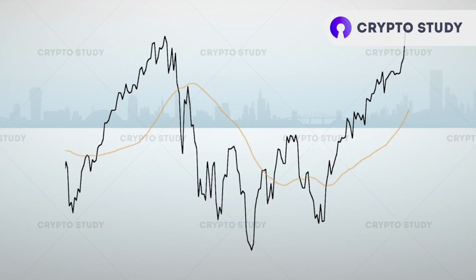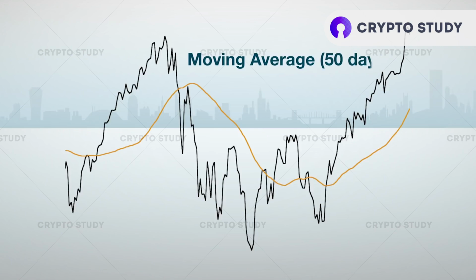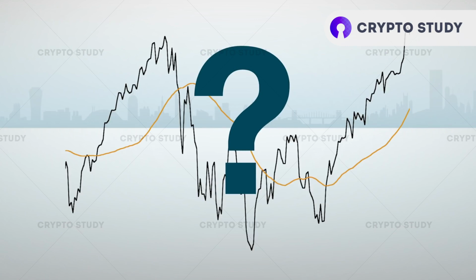A common technical indicator is a moving average line. This indicator averages the stock's price over a period of time and plots it as a line, which can help determine the overall trend. Moving averages can be calculated for any period of time, but one of the most common is 50 days. So what does a moving average tell you about an investment?